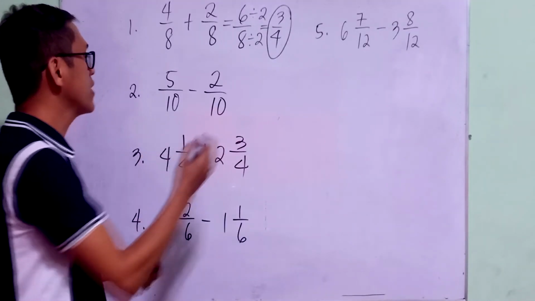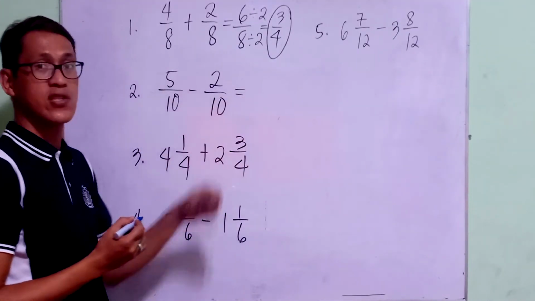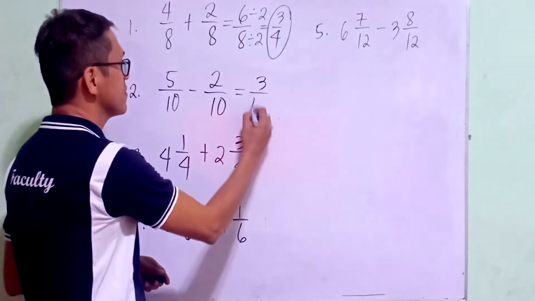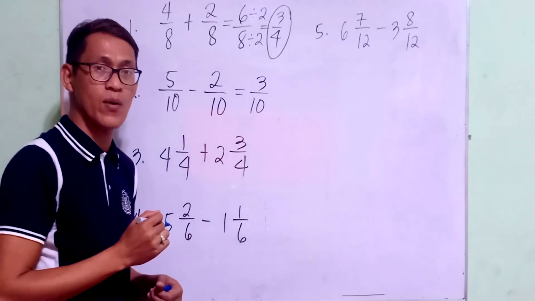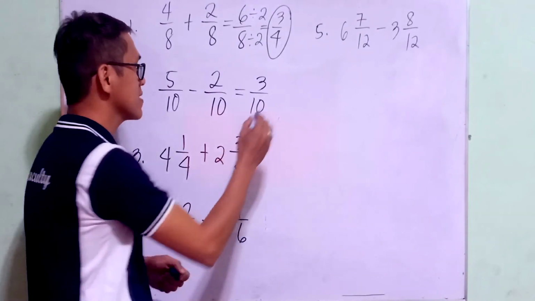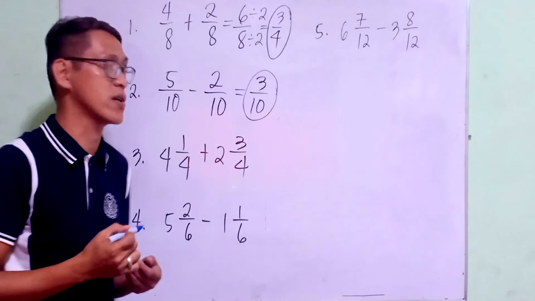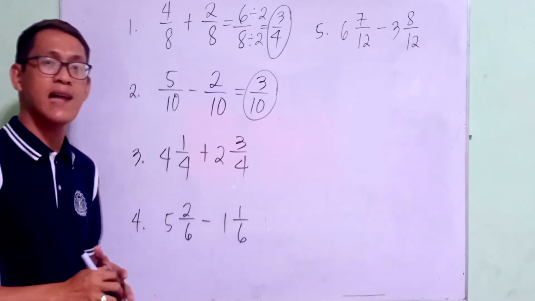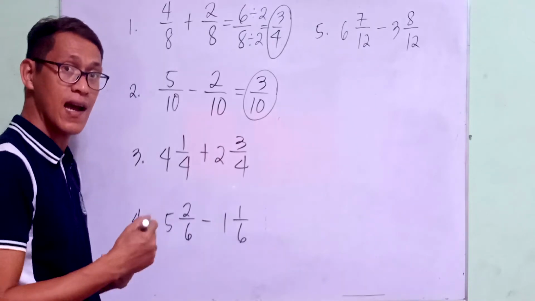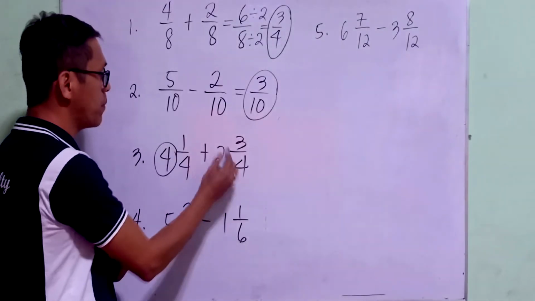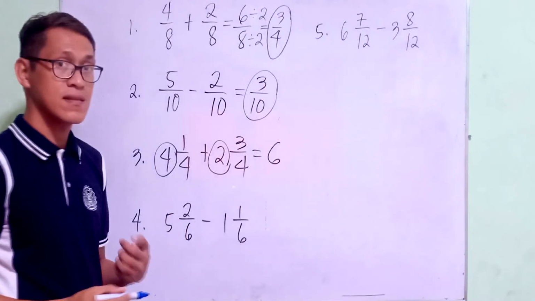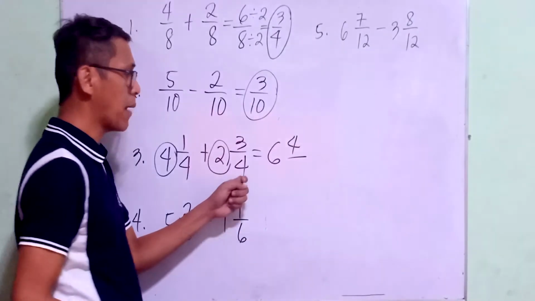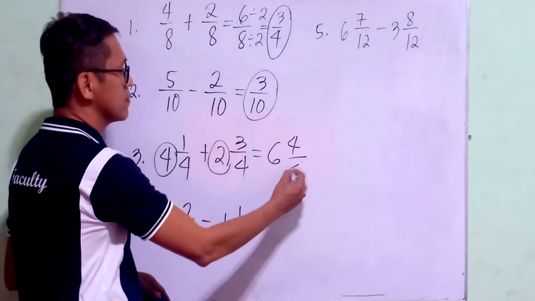What about number 2? 5 minus 2, that's 3, correct? Then copy the 10. Is 3/10 in lowest term? Yes, so it's in simplest form or lowest term, 3/10. Let's go to number 3. This time, adding mixed numbers. So you start adding the whole numbers. So it's 4 plus 2, that's 6. Then the numerators, 1 plus 3 is 4. Then copy the denominator 4.